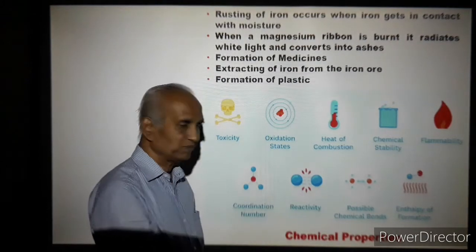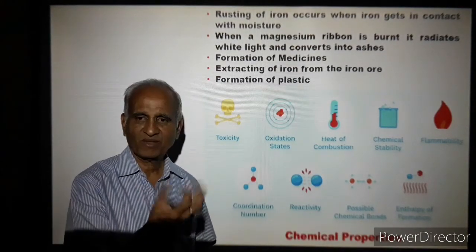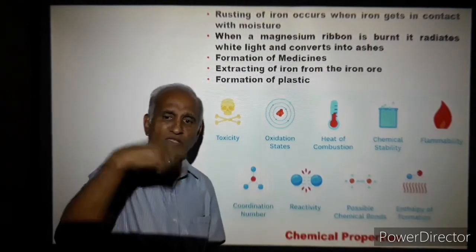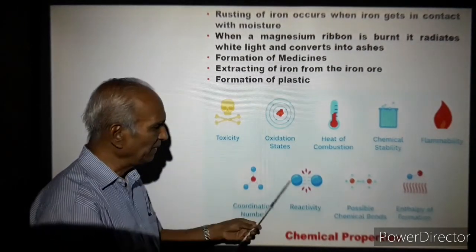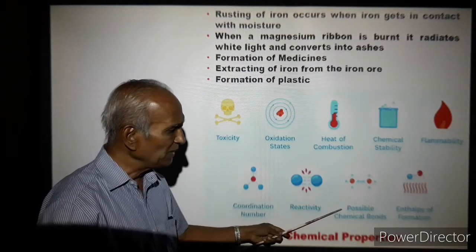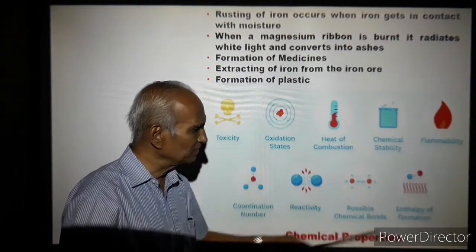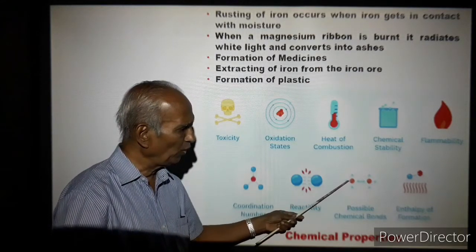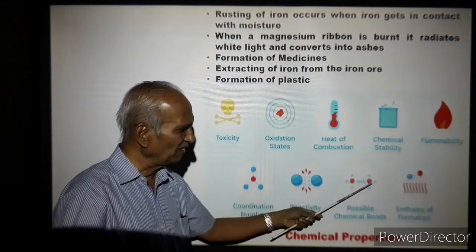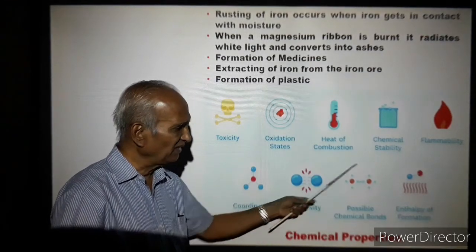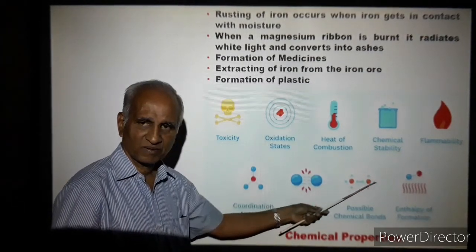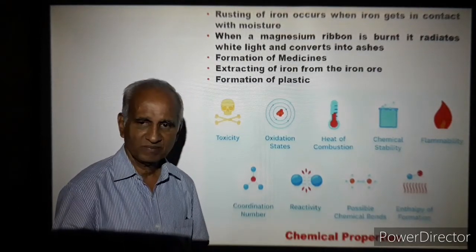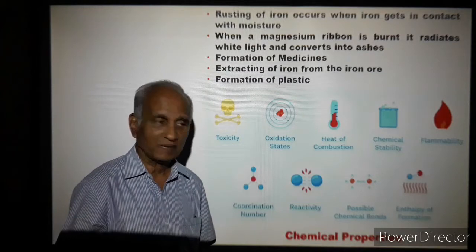Then reactivity. When a reaction takes place, when an explosion is there, or when two chemicals react, you have new substances getting formed. It's a chemical reaction. Possible chemical bonds. See, possible chemical bonds. Two molecules are coming together to form another chemical substance. Now, such a situation is a chemical change. You cannot break it easily.